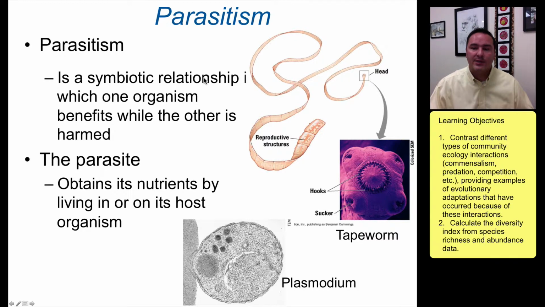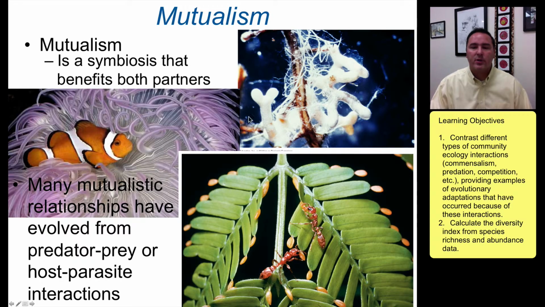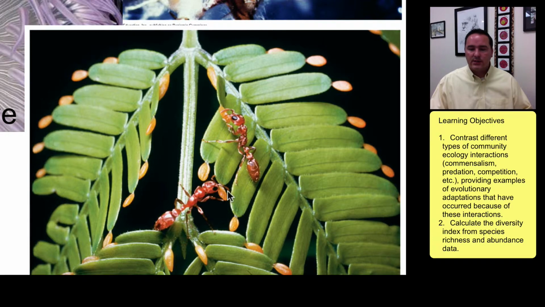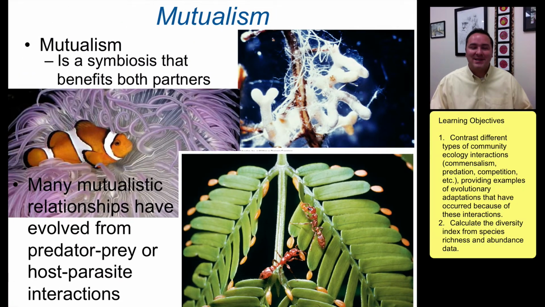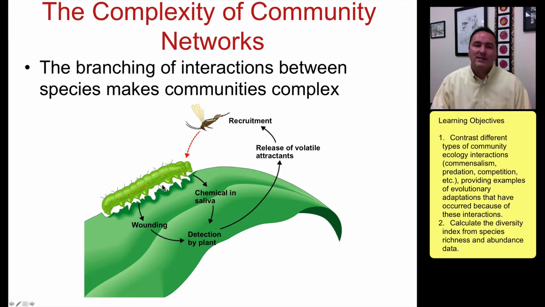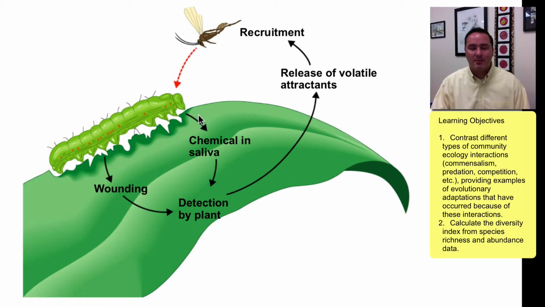Parasitism is another type of interaction that happens. Parasitism can be, like, this tapeworm or this Plasmodium. The parasite lives inside of the host and obtains its nutrients from the host. Mutualism is where both organisms benefit, like in the case of Finding Nemo, the clownfish and the anemone. Ants guard a plant so that these seeds will be protected and not eaten in other ways, and then the ants eventually pluck these off and take them down to the ground and eventually plant them, essentially, as seeds.